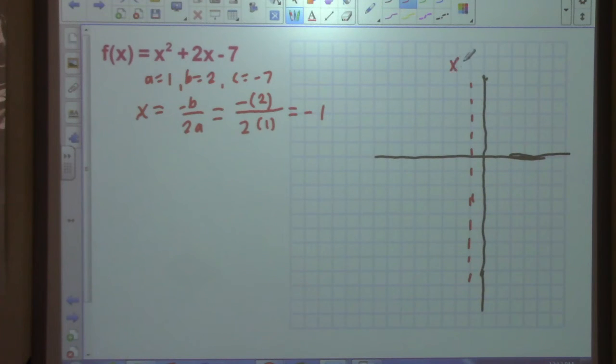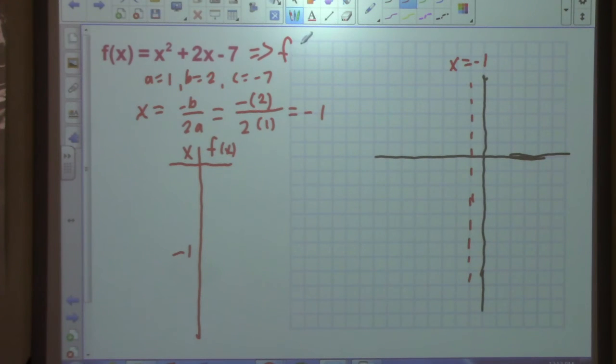So x is equal to -1 as our axis of symmetry. And now we can construct a table, can't we? So we have x, f of x, and we know that our axis of symmetry is -1. So what can we do with this -1? Okay, we can go ahead and plug -1 into this function here.